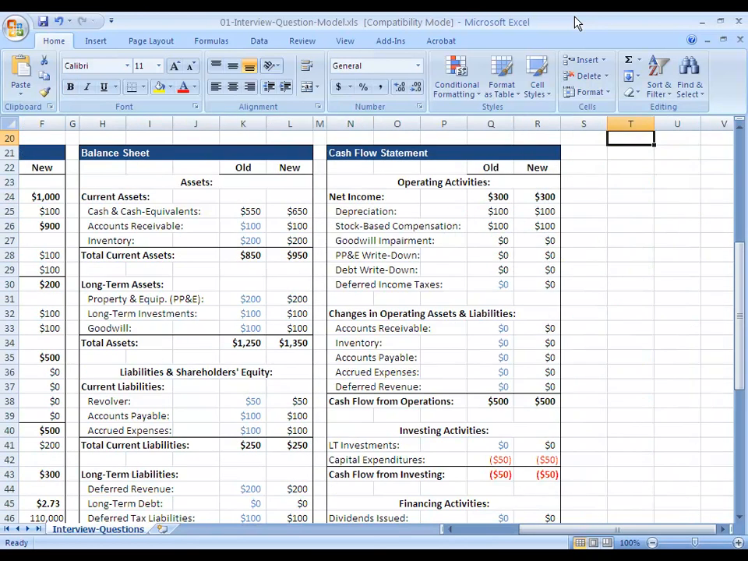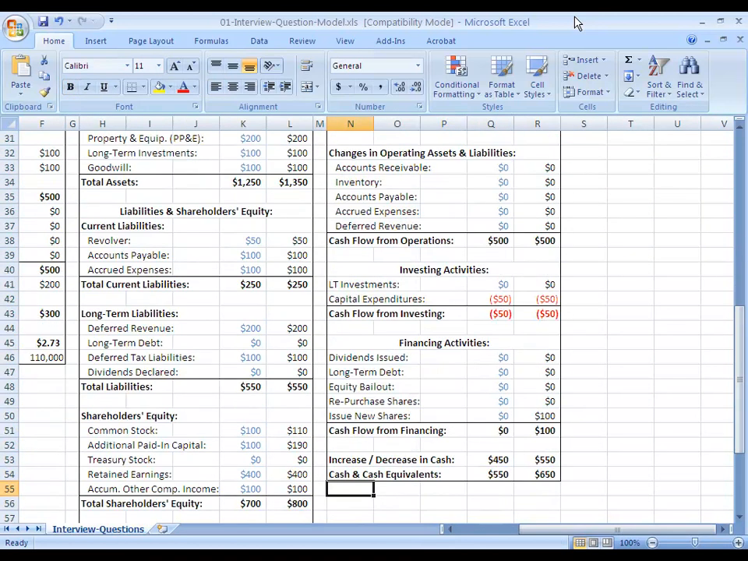Over on the cash flow statement, issuing or repurchasing shares does not show up as operational or investing activity. So we go to financing activities. Issuing new shares gives us 100 million worth of additional cash here. So our cash flow from financing goes up by 100 and our cash balance here goes up by 100 as well.